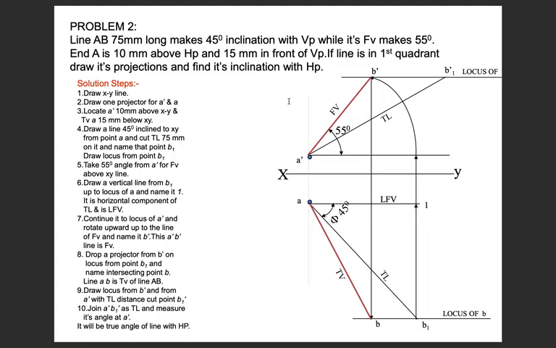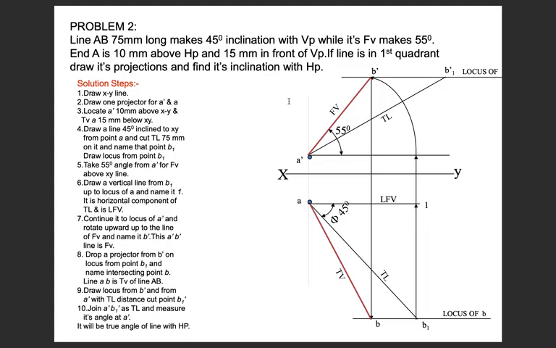Continue it to the locus of A dash and rotate upwards up to the line of front view and name it B dash. This A dash B dash line is the front view. Join the points and you will get the front view. Drop a projector from B dash on the locus from point B1 and name the intersecting point B. Line AB is the top view of line AB.